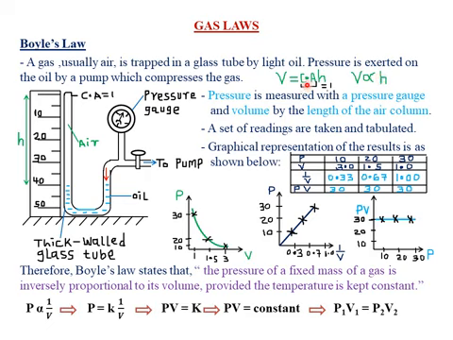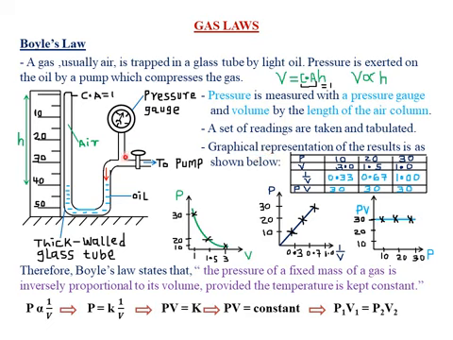Suppose that the cross-sectional area of our glass tube is 1. It means the volume will always be equal to h, because when you multiply any value of h times 1, you just get that particular value of h. So we are using a uniform cross-sectional area such that the height gives us the volume of the air column. A set of readings are usually taken and tabulated. Then the graphical representation of the results is as shown below.